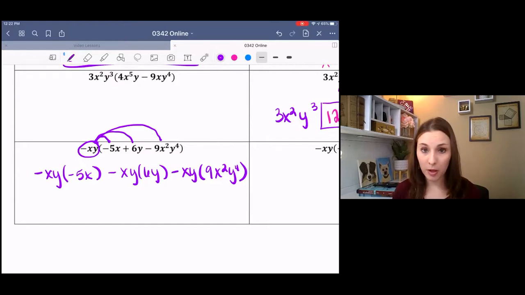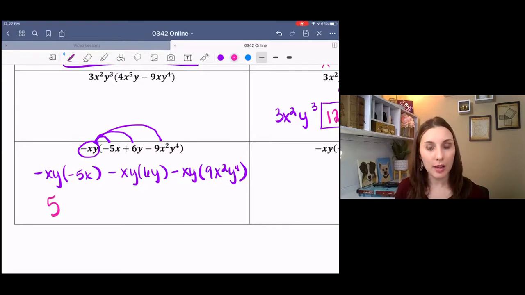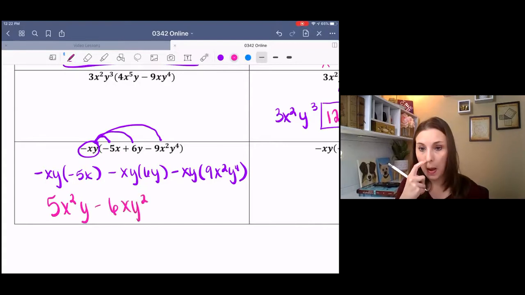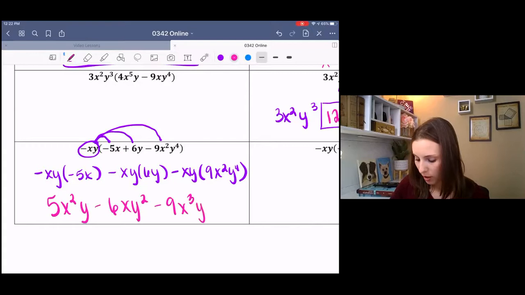So I'm just multiplying, not looking for like terms yet, which means that I'm multiplying the components together. So I have a negative times a negative 5 makes a positive 5, x times x, and a y. Then I have a negative times 6, an x, and then a y times y. And then I have a negative times 9, x times x squared, y times y to the 4th.